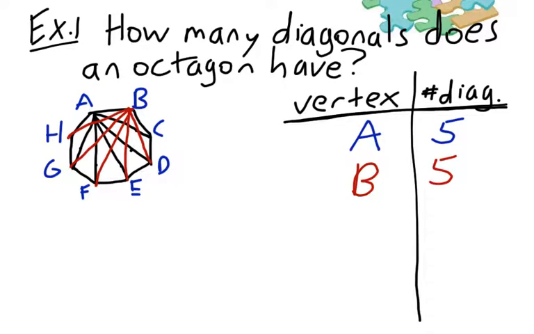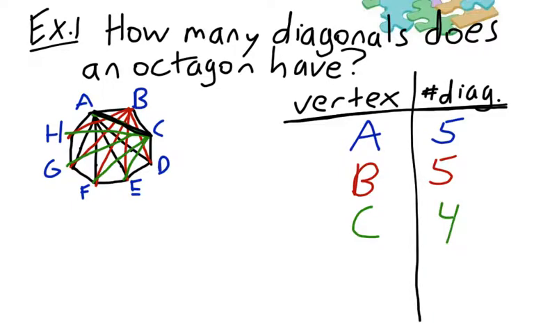Let me start from C and see if I can get a pattern going. I can go from C to A. Wait, I've already used that one, so I don't count that one. I could go from C to H, that's new. C to G, that's new. C to F, and C to E, and then C to D is a side, so I don't use that. So even though I have 5 diagonals, I've already counted the A to C one, so I don't count that one again, because that was already counted with my black diagonal. So there's only 4 unique ones for C.